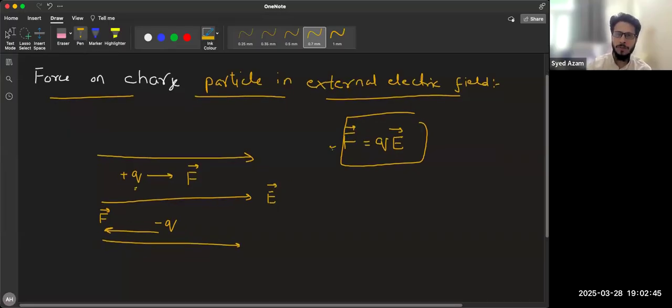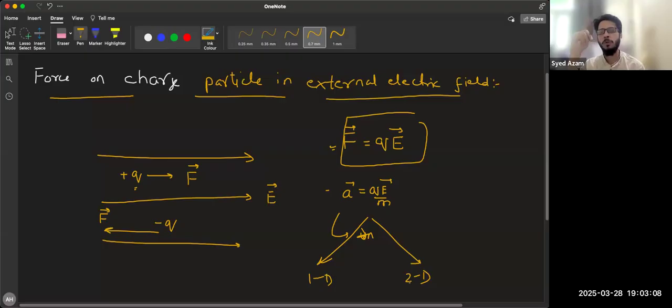Now, once you have this force, the whole question is of kinematics. After force, you can calculate acceleration. What is acceleration? It's QE by m. After this acceleration, you can get two types of problem, one-dimensional and two-dimensional. One-dimensional problems will match with the class 11 topic, motion in a straight line. Two-dimensional problems will match with projectile motion.